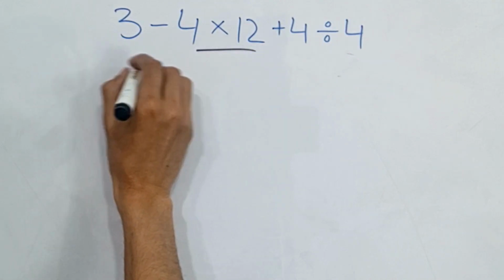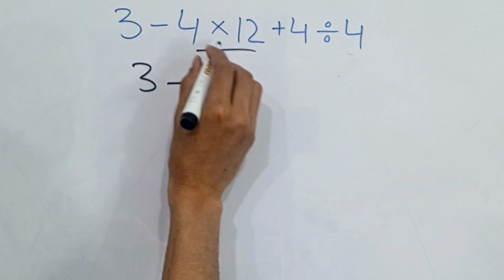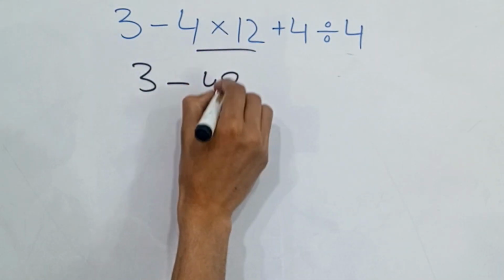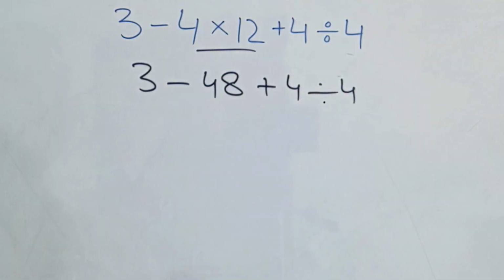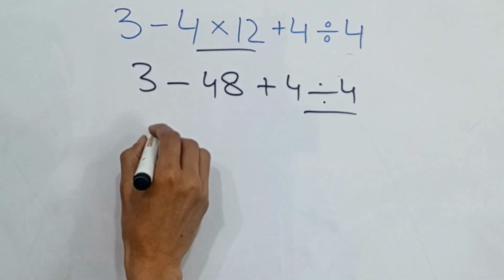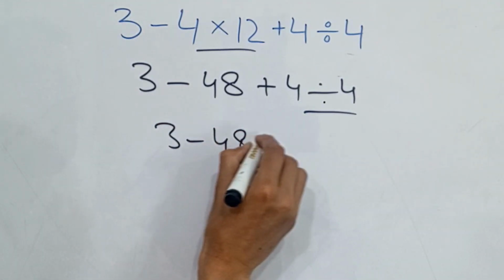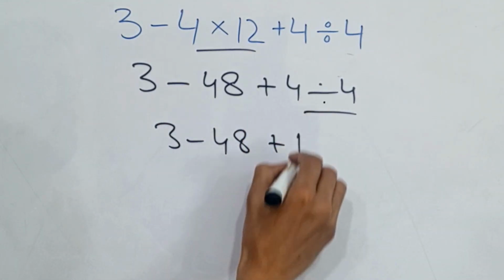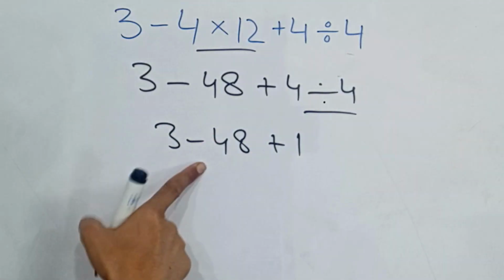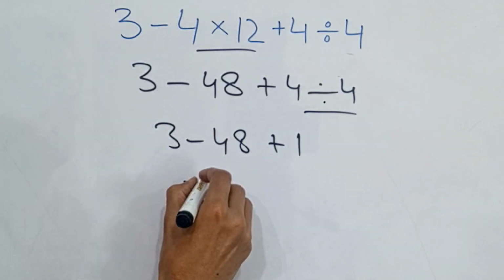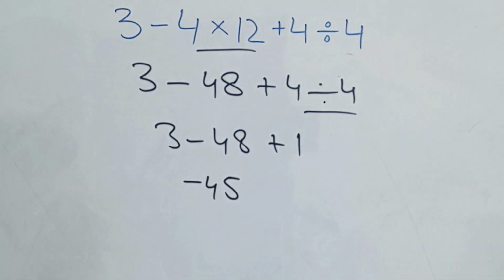Multiply first, right? So 3 minus 4 times 12 equals 48, plus 4 divided by 4, right? Now divide first. 3 minus 48 plus 4 divided by 4 equals 1. Now subtraction and addition from left to right. 3 minus 48 equals minus 45, plus 1.